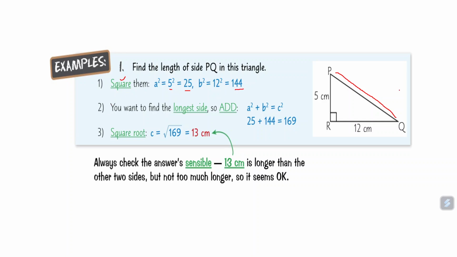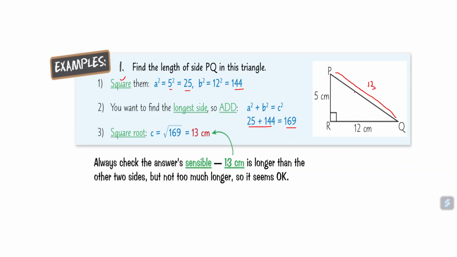Because we are finding the long side, we need to add these two. So 25 plus 144 will give us 169. The last step, you find the square root. The square root of 169 is equal to 13. So the answer for the longest side here is 13.